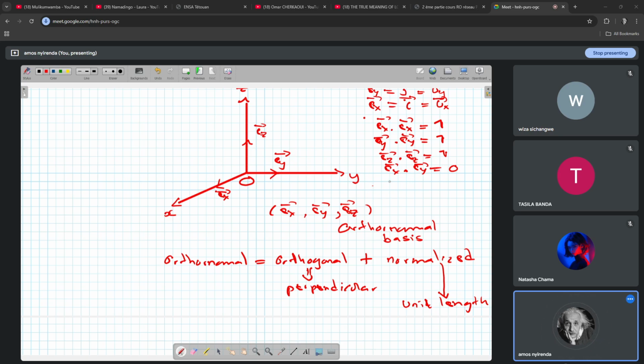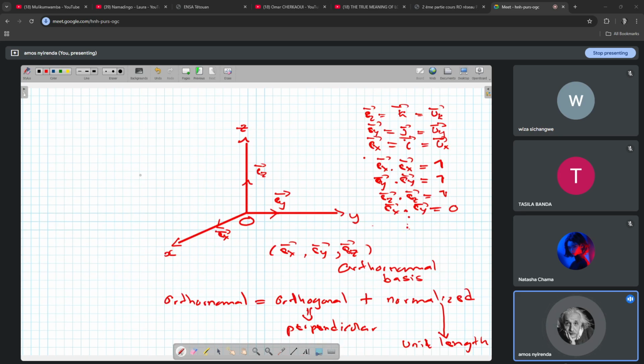So you can continue with the other combinations here. But then I'm going to summarize. I'm going to say that if we have EI dot EJ, like so, this is going to be equal to what is known as the Kronecker symbol.